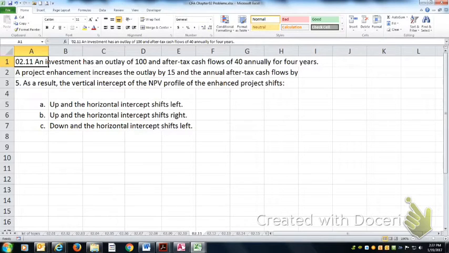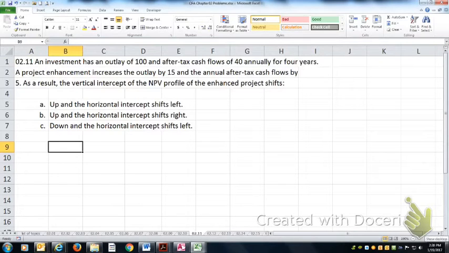If they do a project enhancement, it'll increase the outlay by 15, so it'll be 115 out instead of 100, and the annual after-tax cash flows will also increase by 5. As a result, it's asking you what will happen to the vertical intercept of the NPV profile. Well, let's construct an NPV profile.